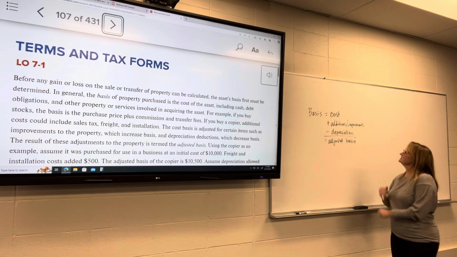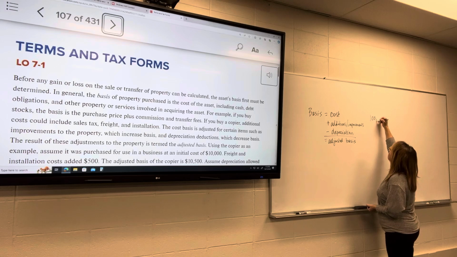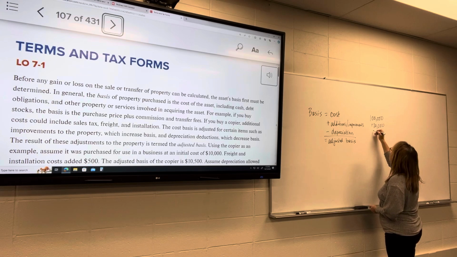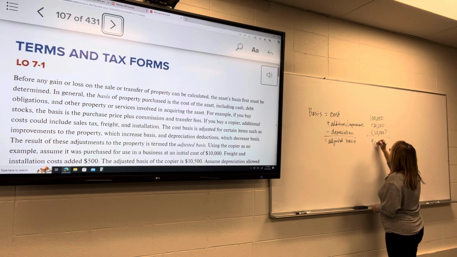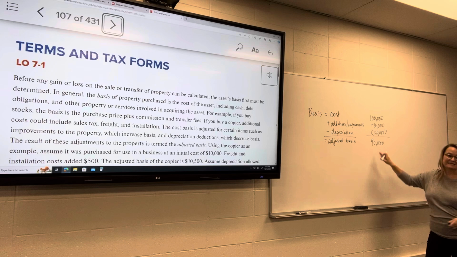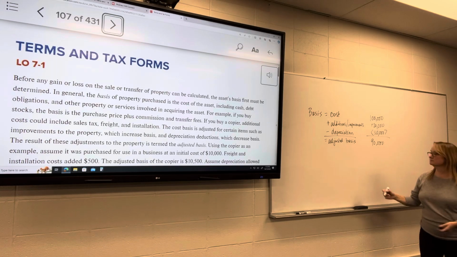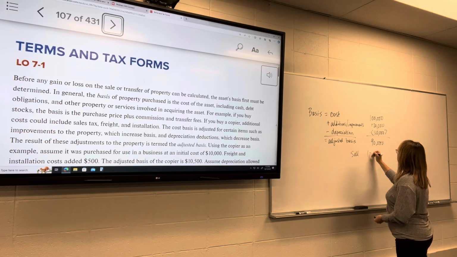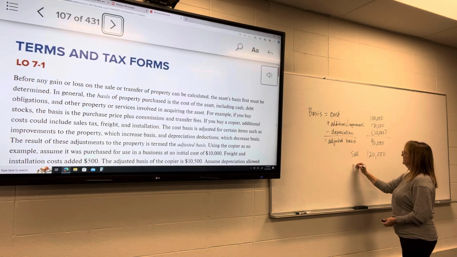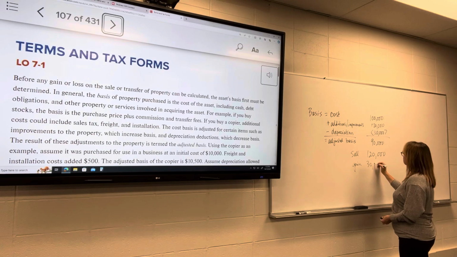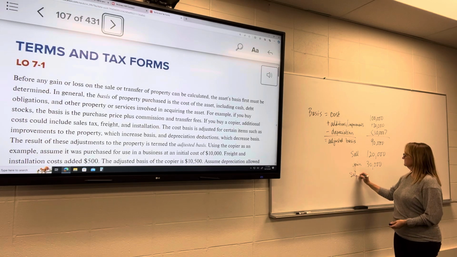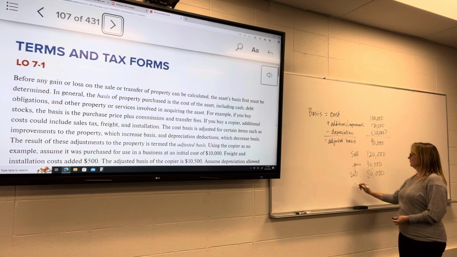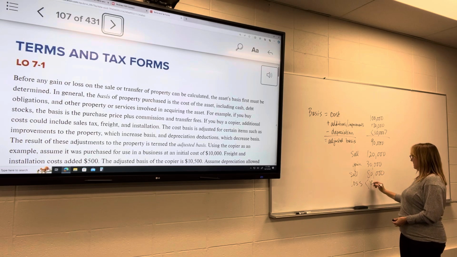This is the amount that is going to be used to determine whether or not we have a gain or a loss. So for example, let's just say we paid $100,000 for something. We added $20,000 of value to it somehow, and we have depreciated it by $30,000. Now its adjusted basis is $90,000. We sell it for $120,000. Now we have a gain of $30,000. If we were to sell it for $80,000, then we would have a loss of $10,000.